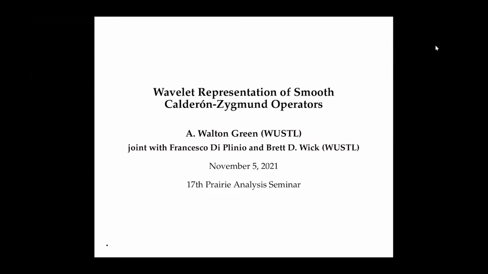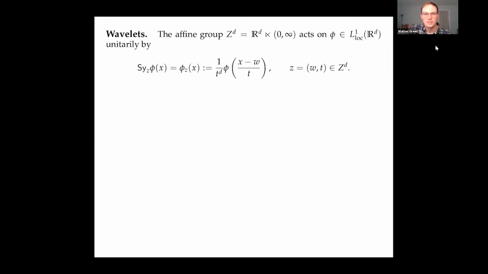And yes, I'll be talking about wavelet representation for smooth Calderon-Zygmund operators. We'll start off just talking about wavelets for a little while and then get to the Calderon-Zygmund theory by the end. So the wavelets, from a group theory perspective, are an action of the affine group, or the upper half space, which we will denote by Z, the Euclidean space R^d cross the axis 0 to infinity.